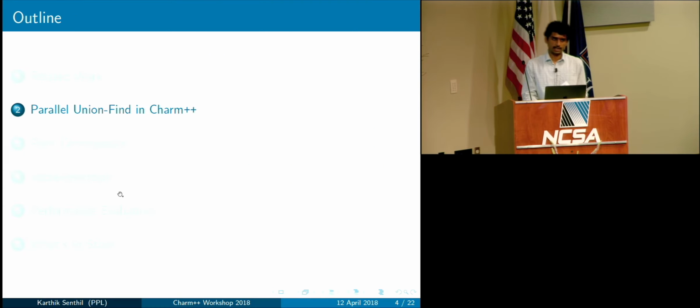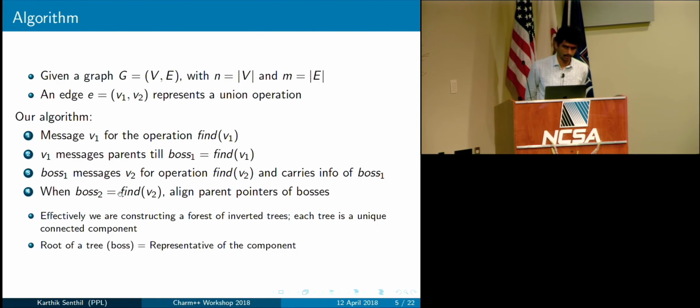So the parallel union find algorithm that we developed is as follows. Given a graph G with V vertices and E edges, an edge E connecting vertex V1 and V2 represents a union operation. So how do we implement this union operation? First, we message the vertex V1 in order to perform the find operation on vertex V1. Find is basically starting a chain of messages until you find the root of the component that V1 currently belongs to. Let's call this the boss1.